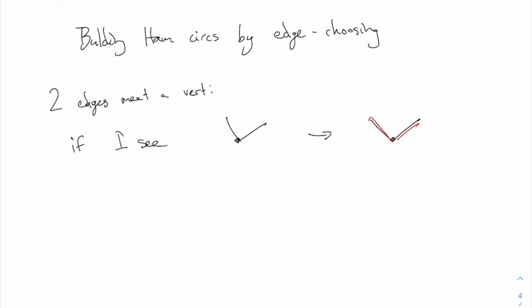So, in that case, you should actually choose both of those edges, right? If I see a vertex with three edges, but two of them are already chosen, then that means the third one cannot be chosen. So if you see two edges which are already chosen, you can exclude any remaining edges at that vertex, all right?